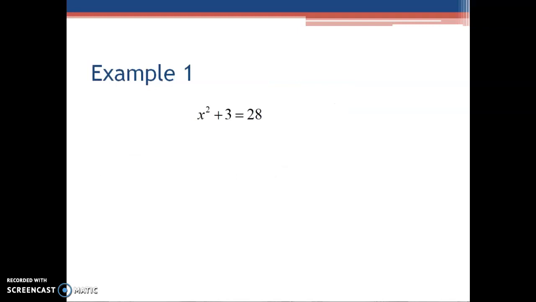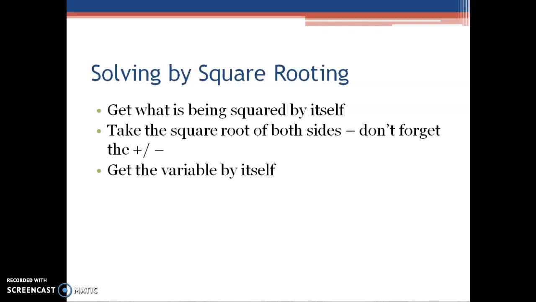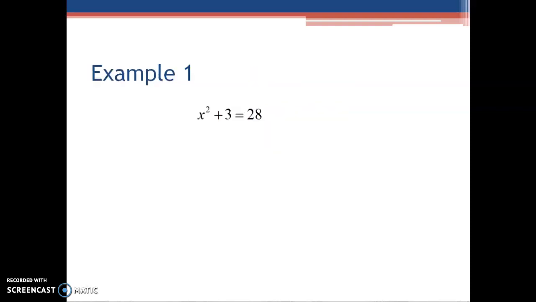So in this first one, we have x squared plus 3 equals 28. Now remember, our first step is to get what is being squared by itself. In this case, x is being squared. We want to get that by itself. So the first thing we want to do is subtract 3 from both sides. After we subtract 3 from both sides, we're left with x squared equals 25.